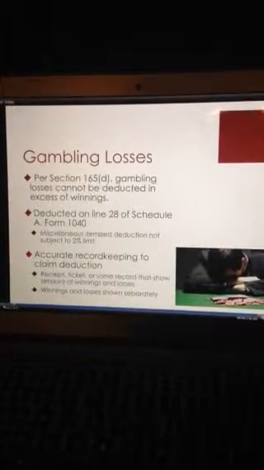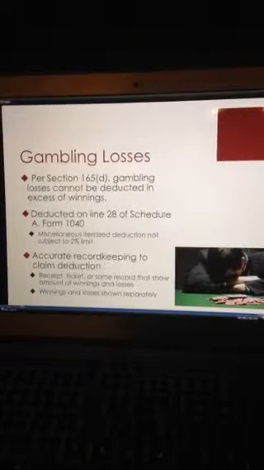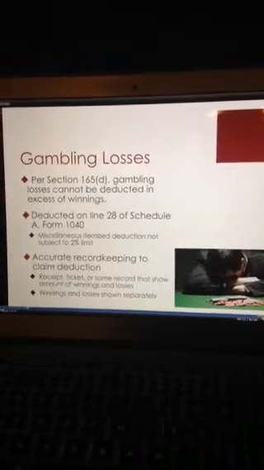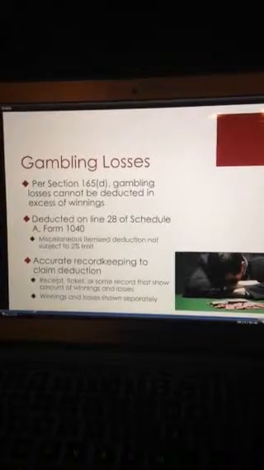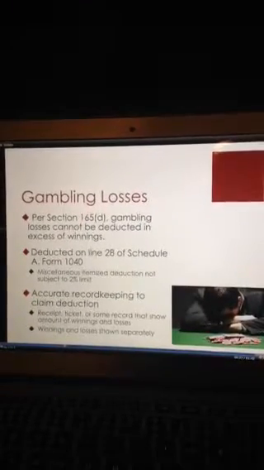Now I will go on to talk about the treatment of gambling losses. Per Code Section 165(d), losses from wagering transactions shall be allowed only to the extent of the gains from such transactions. In other words, a taxpayer cannot deduct losses in excess of his or her winnings. Losses are deducted on line 28 of Schedule A, Form 1040. Gambling losses are considered a miscellaneous itemized deduction not subject to the 2% of AGI limit.